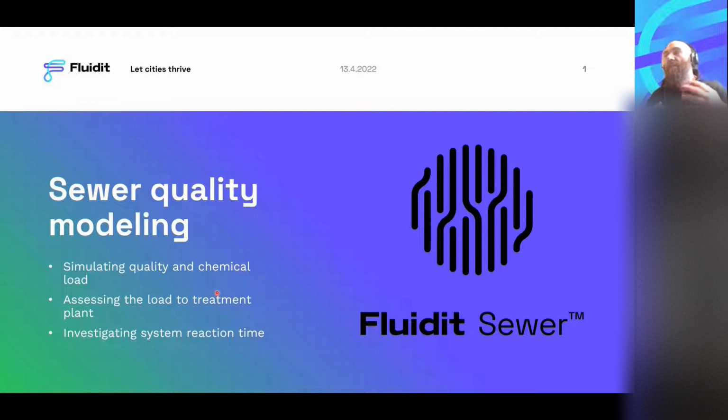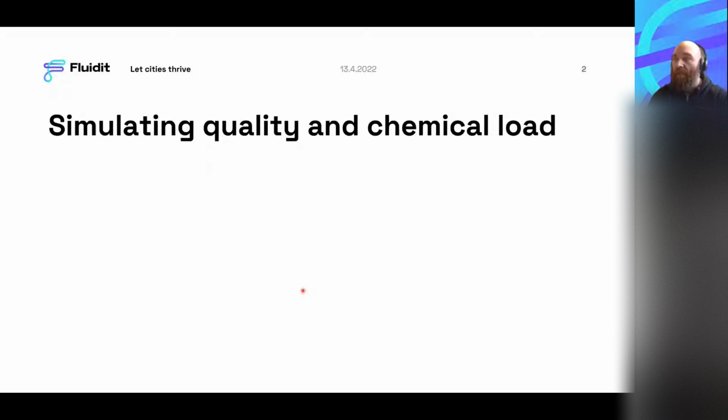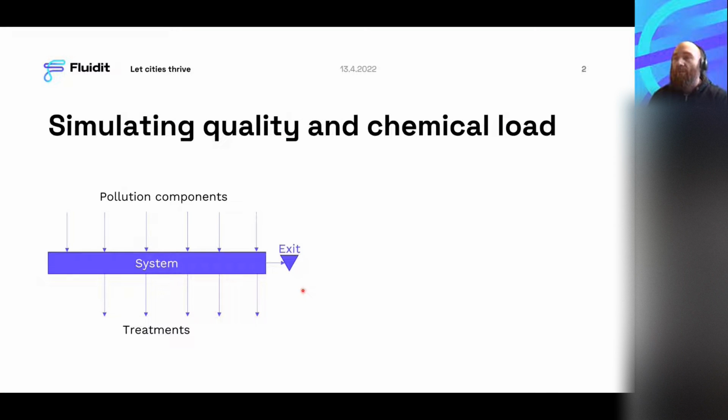So what are the basic principles of simulating quality and chemical load, and then assessing the load to treatment plant, and then investigating some system reaction times. First of all, simulating chemical load. So in the model, the chemical comes into the system as pollution components, and they run through the conveyance system to outfall or exit, or there might be some treatments in the conveyor system.